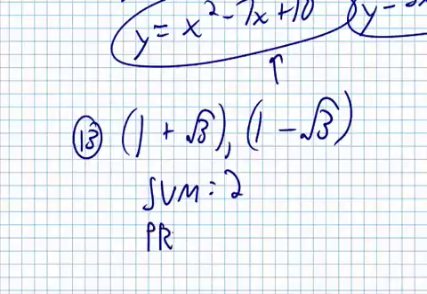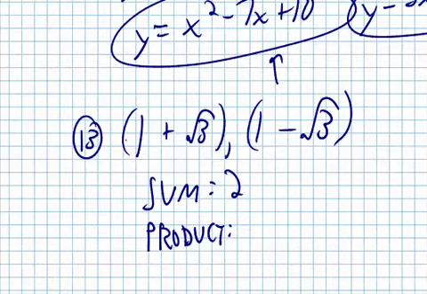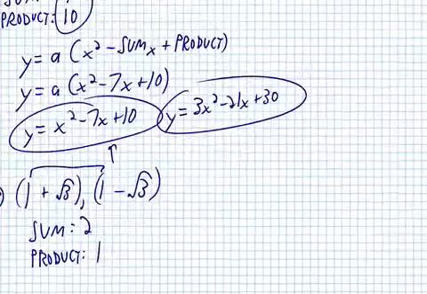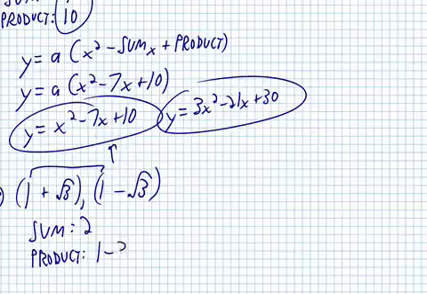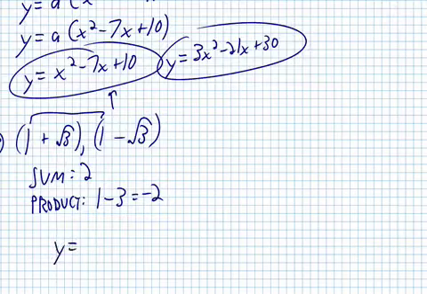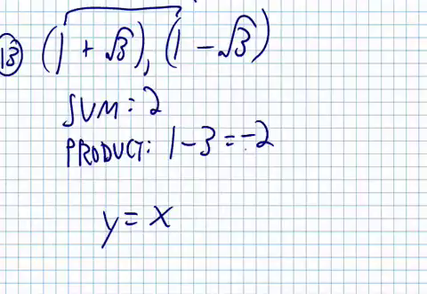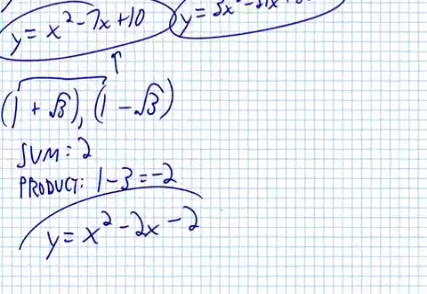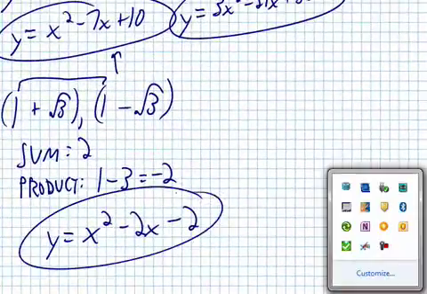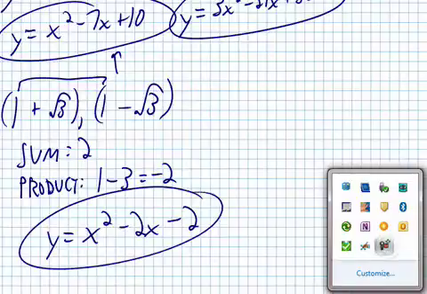And then you do the product. It's a FOIL, a difference of two squares. So that times that is 1 minus root 3 times root 3 is 3, negative 2. Y is equal to... These won't always come out as opposites, no. X squared minus the sum plus the product, which would be minus 2, and there's a quadratic.